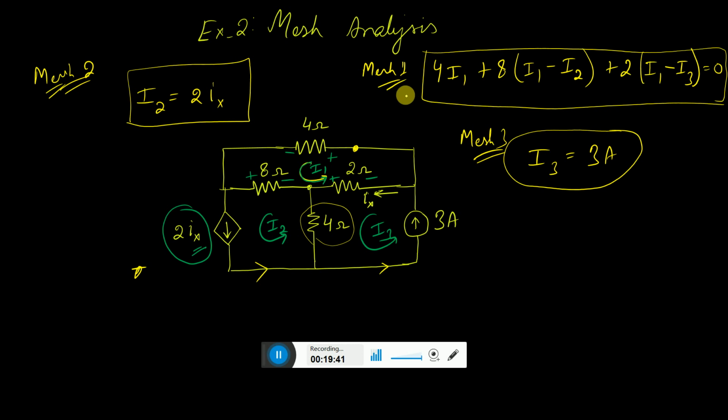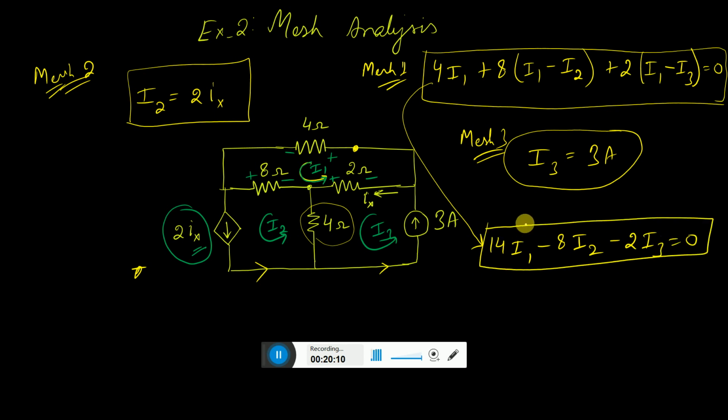Let us see from this mesh one, can we make it an easy one equation or not? Let us try to find it out. If we take all the I1 terms common, 8, 9, 10, 11, 12, 14, we have 14 I1. Then minus 8 I2, I2 is connected to minus 8. Then minus 2 I3. That is what we have. So now we have this equation ready, so we can name them 1, 2 and 3. So we have three equations.